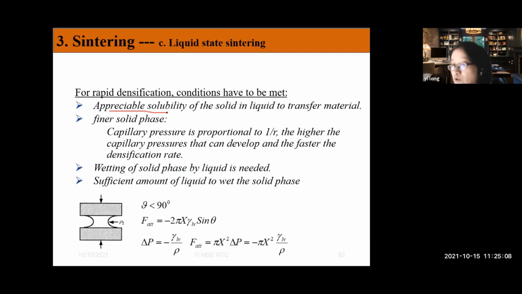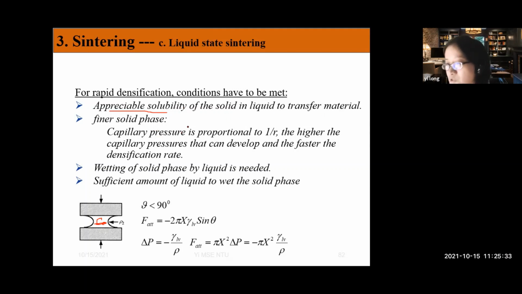First of all, you have to have an appreciable solubility of solid in liquid to transfer materials. Obviously the atom needs to move through this liquid. Otherwise, it's all about how atoms move. Atoms move faster in the liquid, so the solid has to be soluble in the liquid. Otherwise it cannot move. So you need an appreciable solubility of the solid in the liquid to transfer materials.